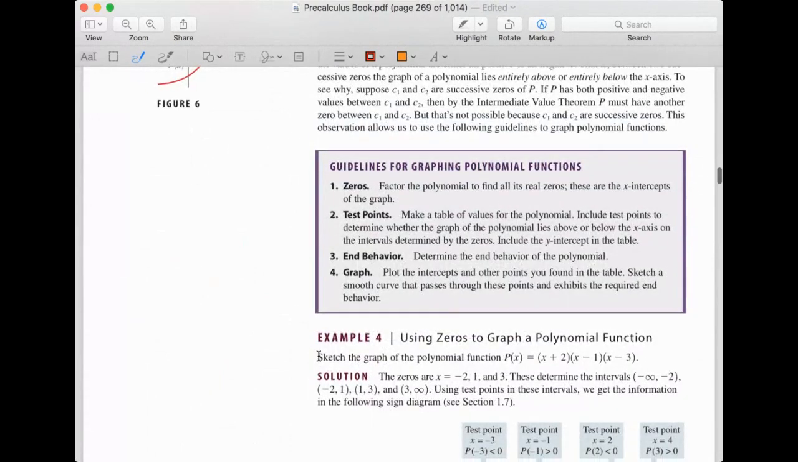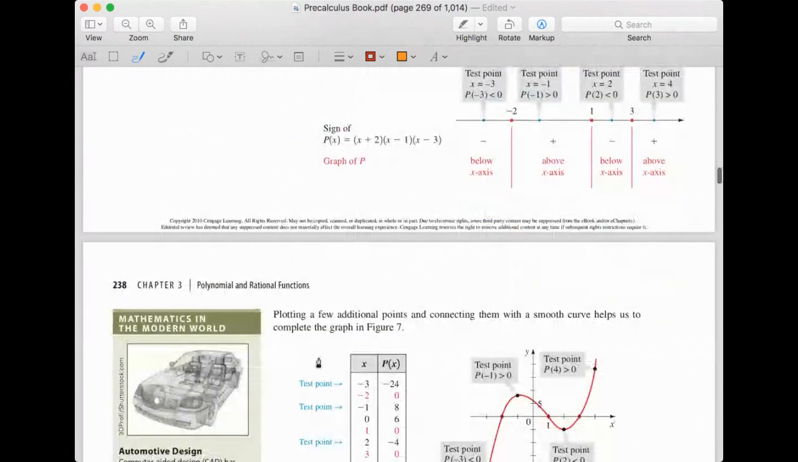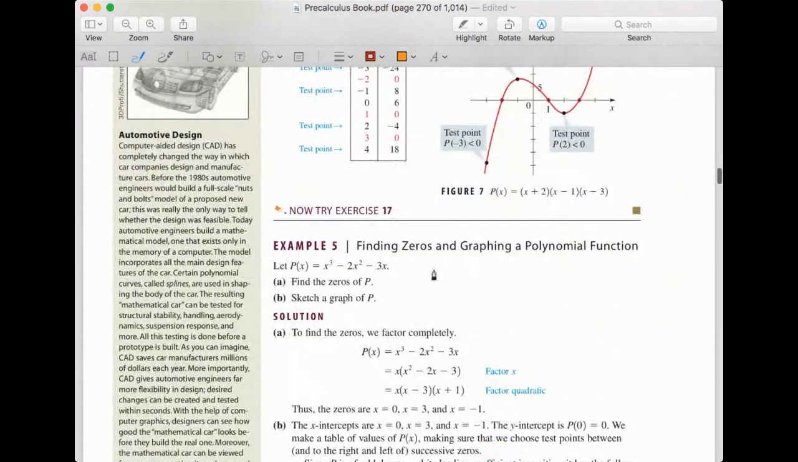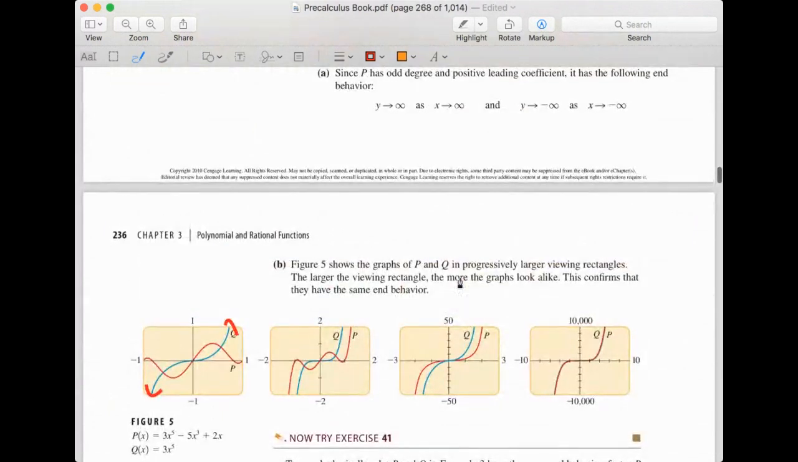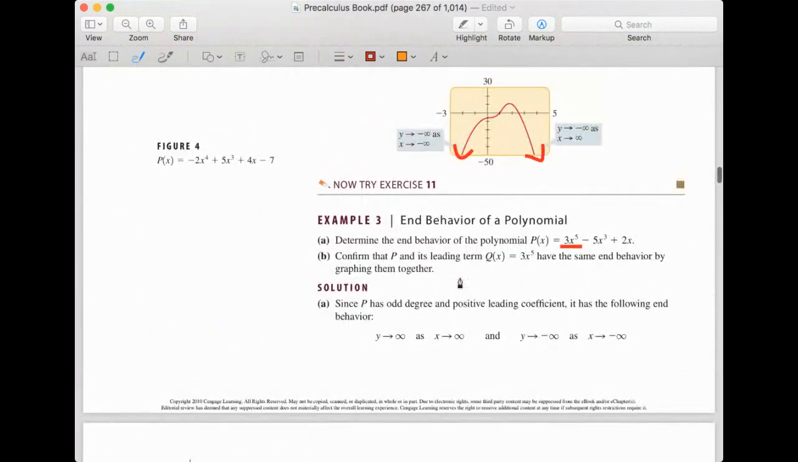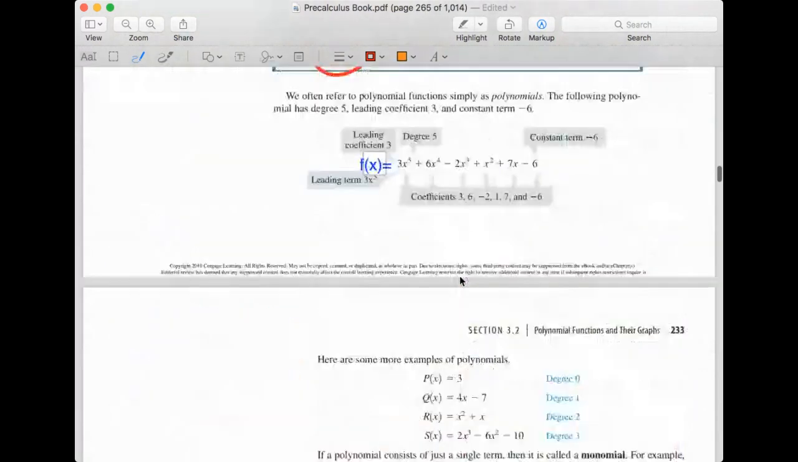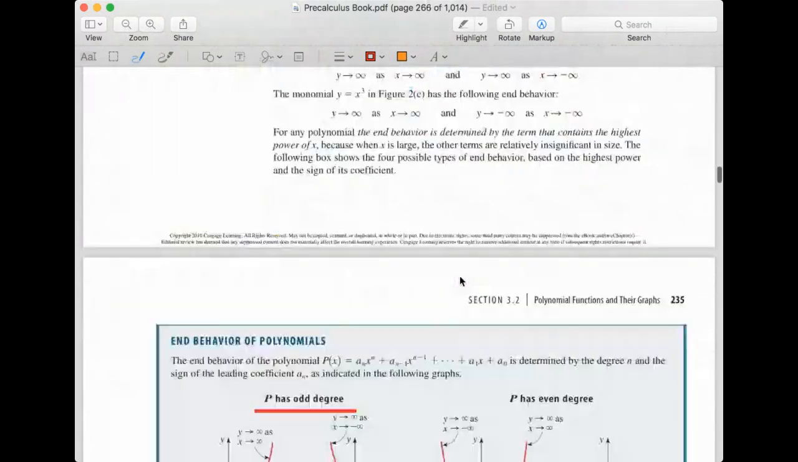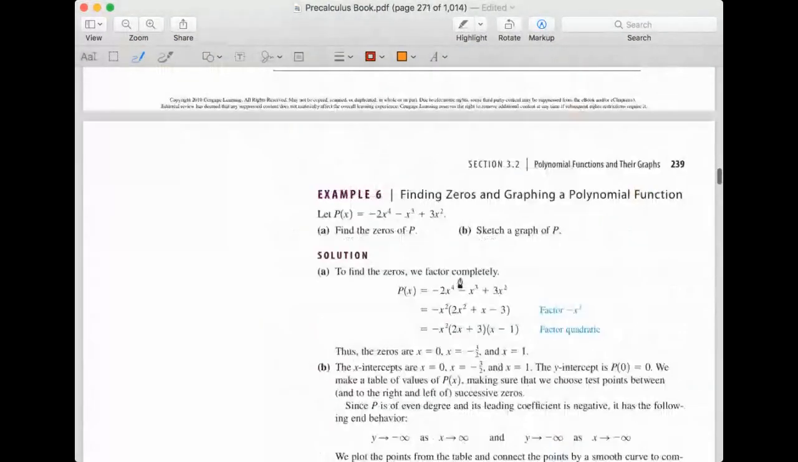Okay, so we didn't talk about how to find the zeros of a polynomial last class. So let's talk about finding zeros of a polynomial today. This is 3.3.2. We didn't talk about how to find the zeros of a polynomial. We will talk about it today.